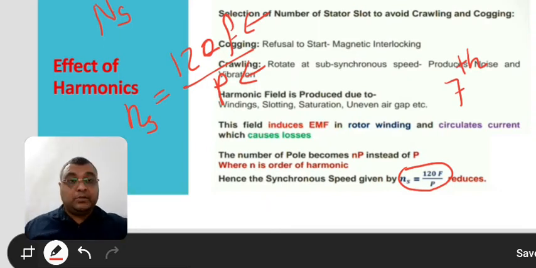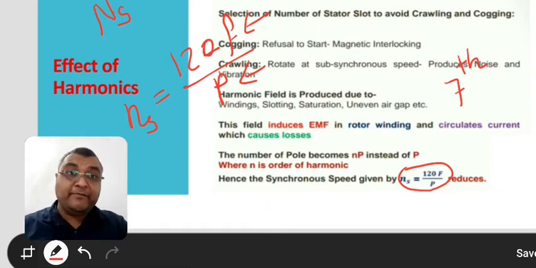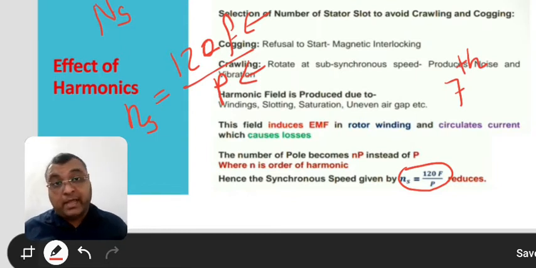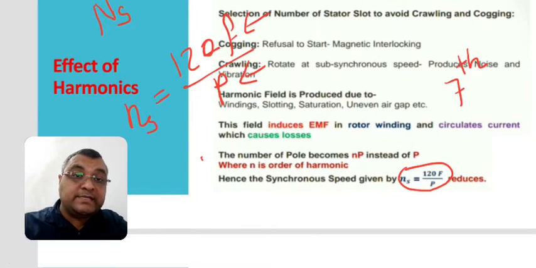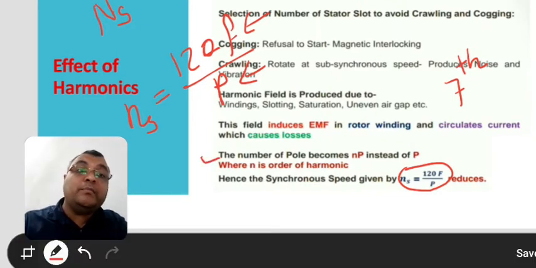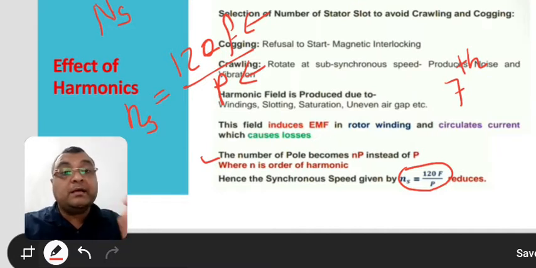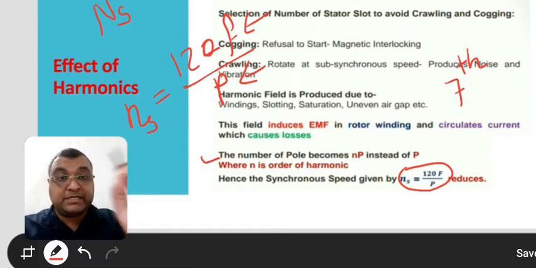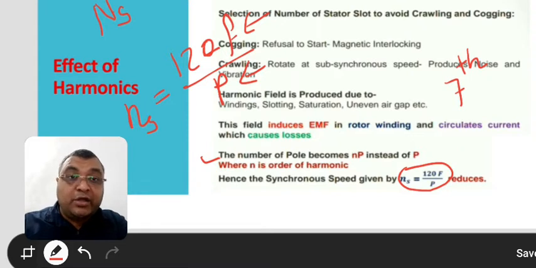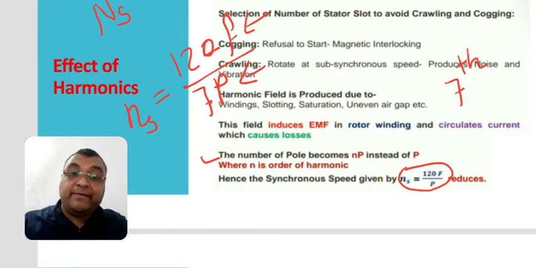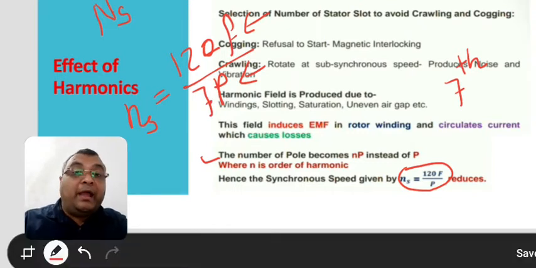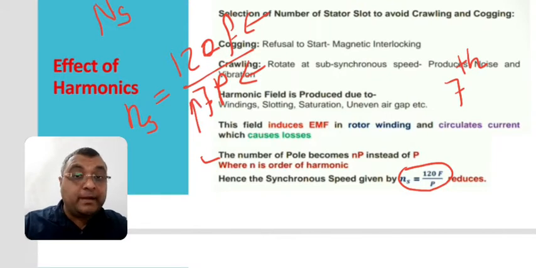Okay, so what happens when we consider that the seventh harmonic will be there? As we discussed earlier, the number of poles p becomes increased. Then at that time, if the seventh harmonic is considered, instead of p over here, you have to consider 7p. So if we consider 7p and the number of poles is increased, this denominator value is going to be increased.